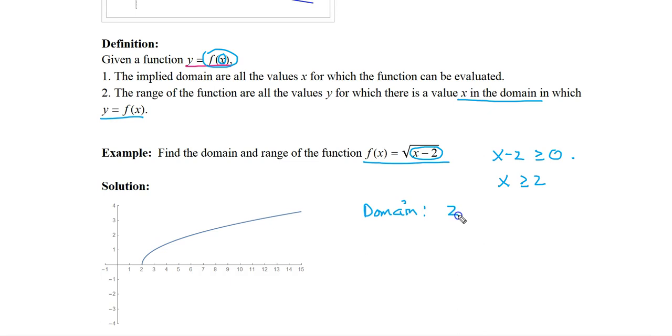Our domain would be [2, infinity), like that, with a closed bracket at the 2, because we can take the square root of 0. If we plug 2 in for x, that's okay. Square root of 0 is 0.